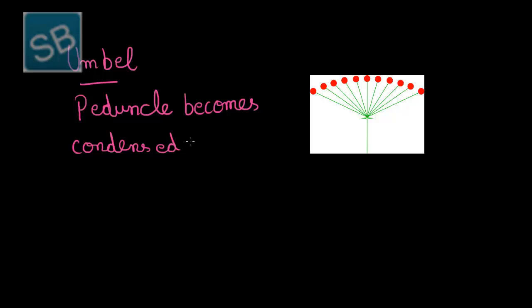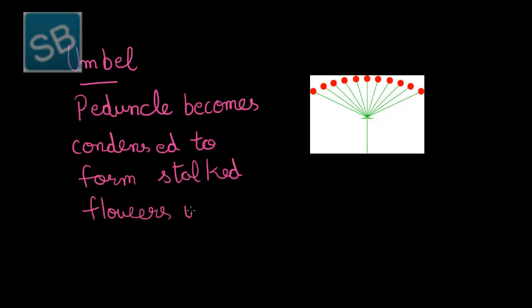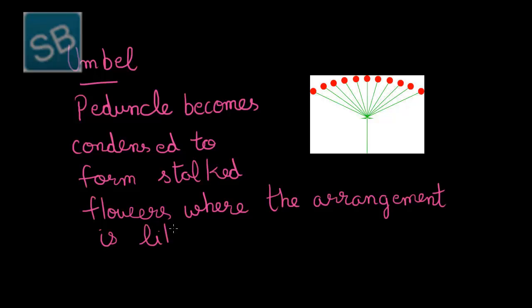Now, the fifth type of inflorescence is umbel. This figure depicts the umbel type of inflorescence. As it can be seen from the figure, the rachis or the peduncle becomes condensed and stalked flowers are arranged on the tip of the axis, like the structure of an umbrella. Thus, in umbel type, the peduncle becomes condensed to form stalked flowers where the arrangement is like that of an umbrella.